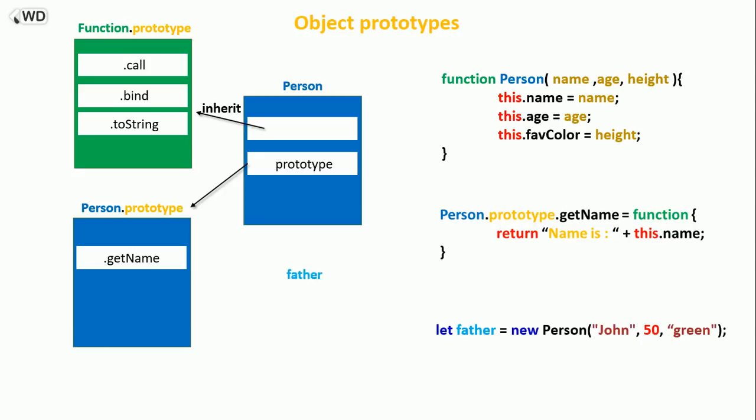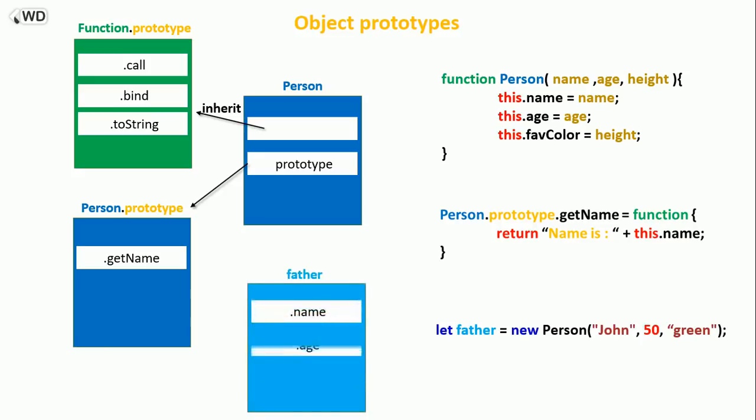Now the father object has properties name, age, and favorite color, and also it inherits all the other methods and properties from the Person.prototype. Actually, the father here inherits from the Person.prototype, and the Person inherits from the Function.prototype, and the Function inherits from the Object.prototype.